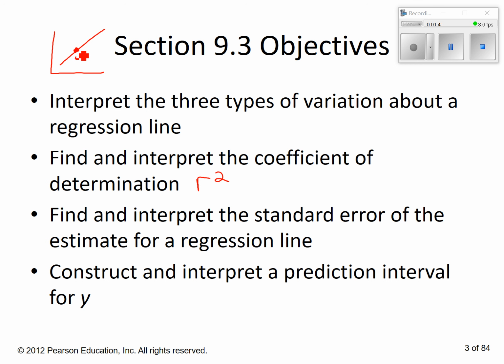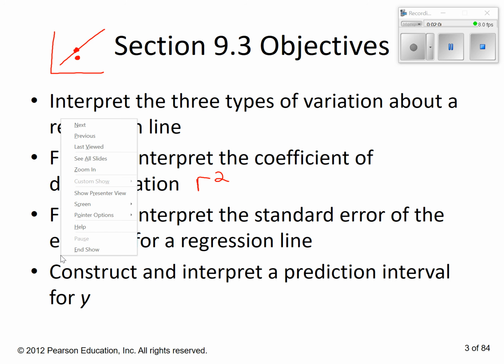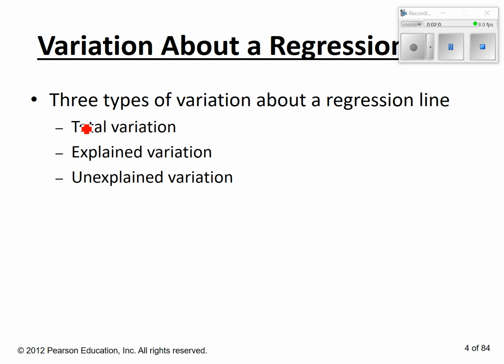So when we're predicting the Y's, we're going to construct an interval and say, okay, we're pretty sure, or 95% sure, whatever, that Y is going to fall in this range if we predict it off of our regression line. 3 types of variation about the regression line.